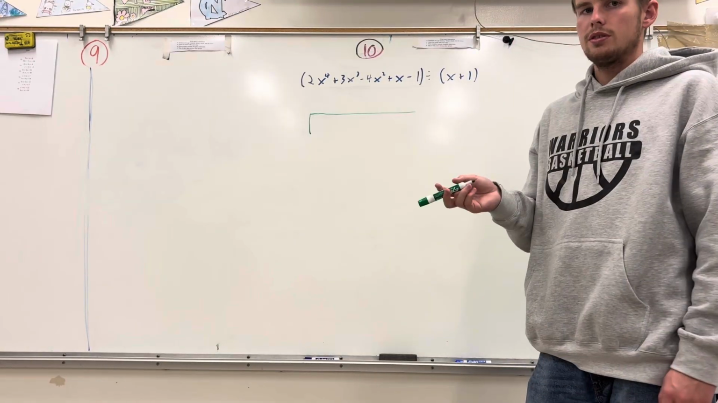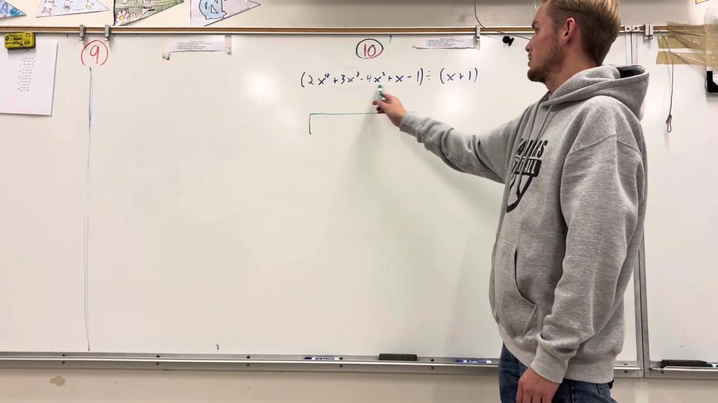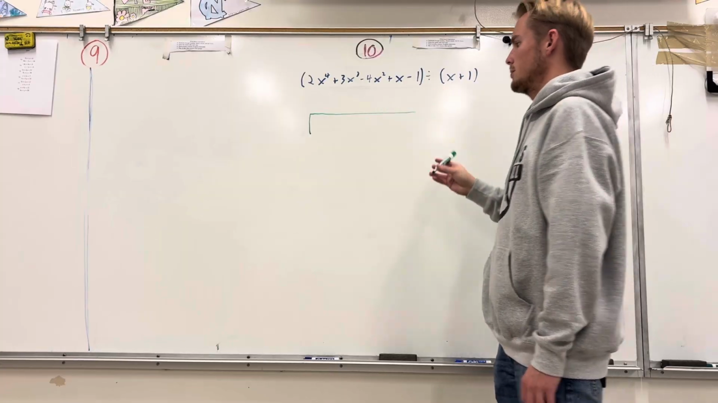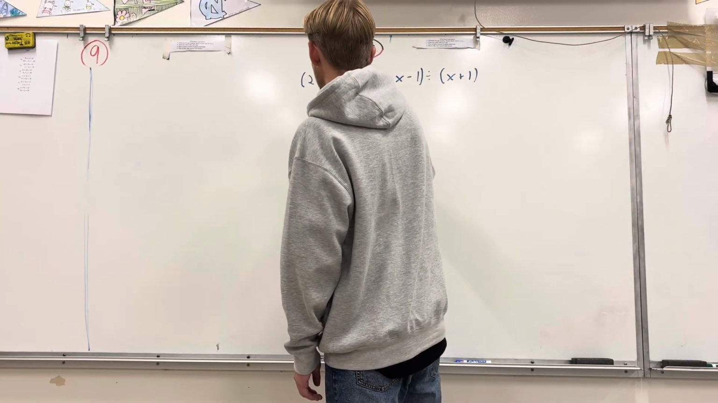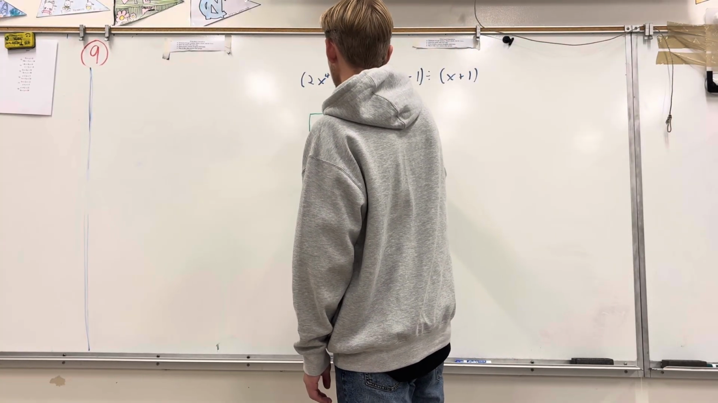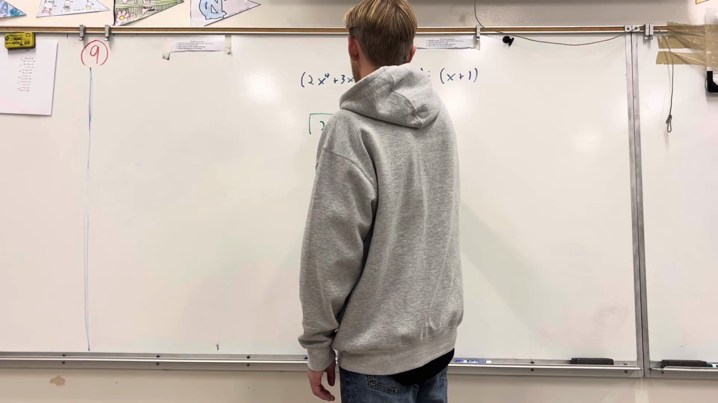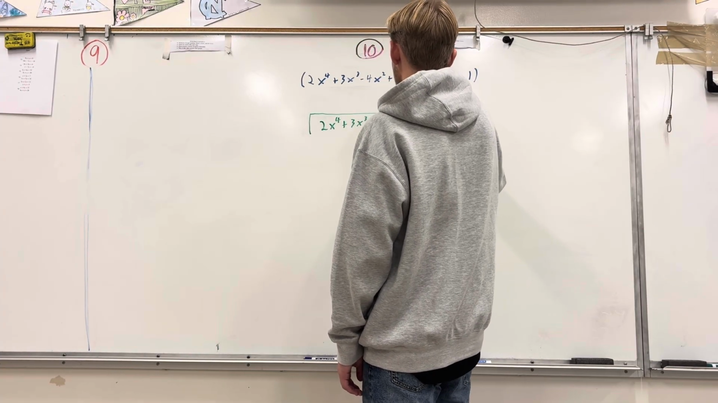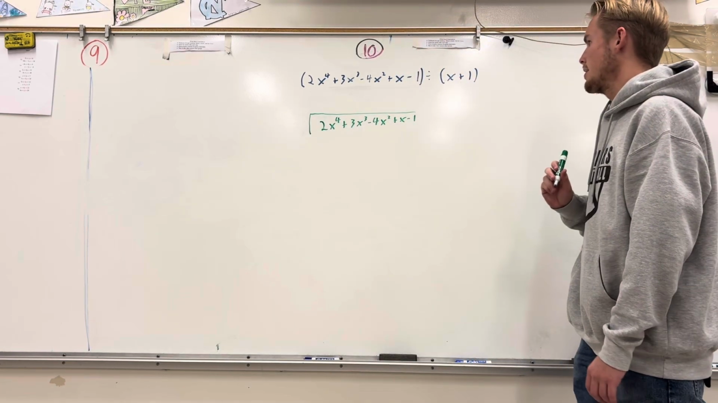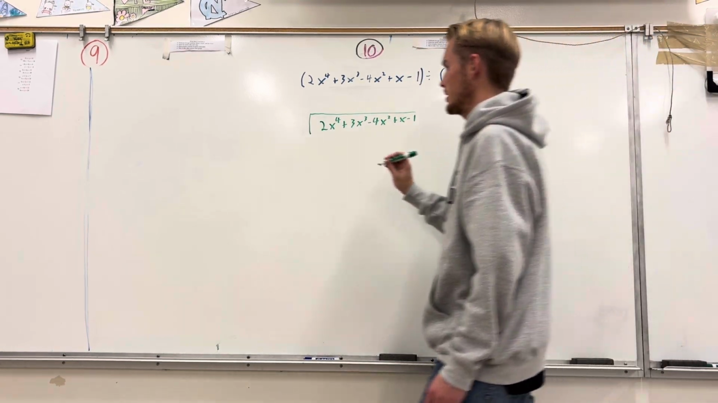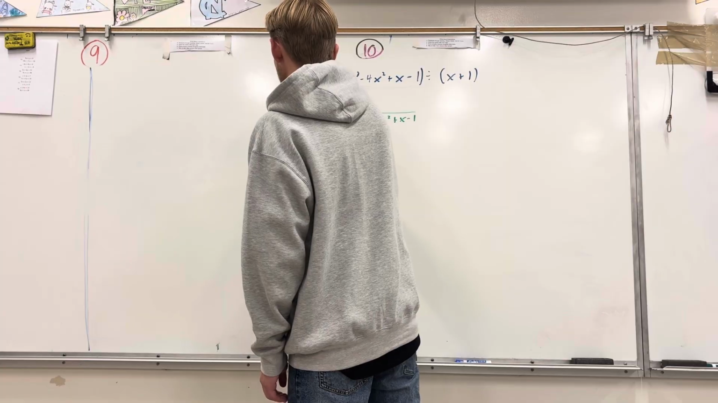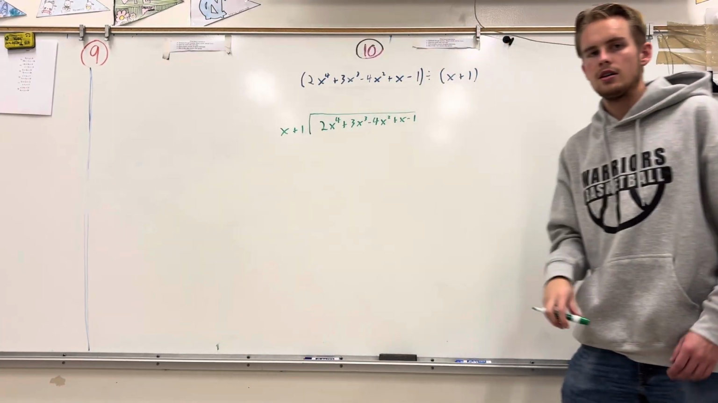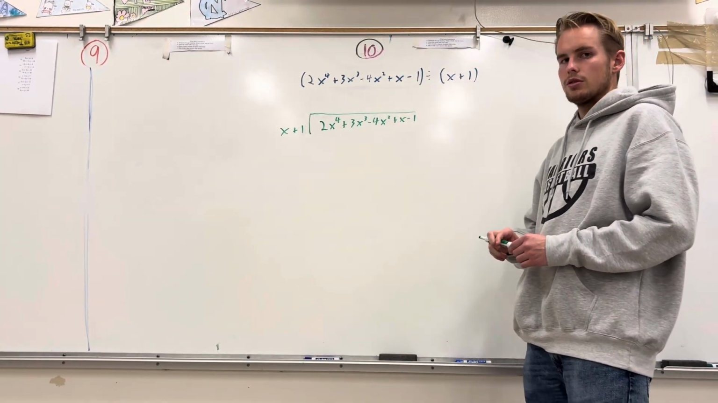So what you're starting with is you're taking the numerator and you're putting it inside of the box. So 2x to the power 4 plus 3x cubed minus 4x squared plus x minus 1. Putting that inside, and you're taking the denominator and writing on the outside. X plus 1.